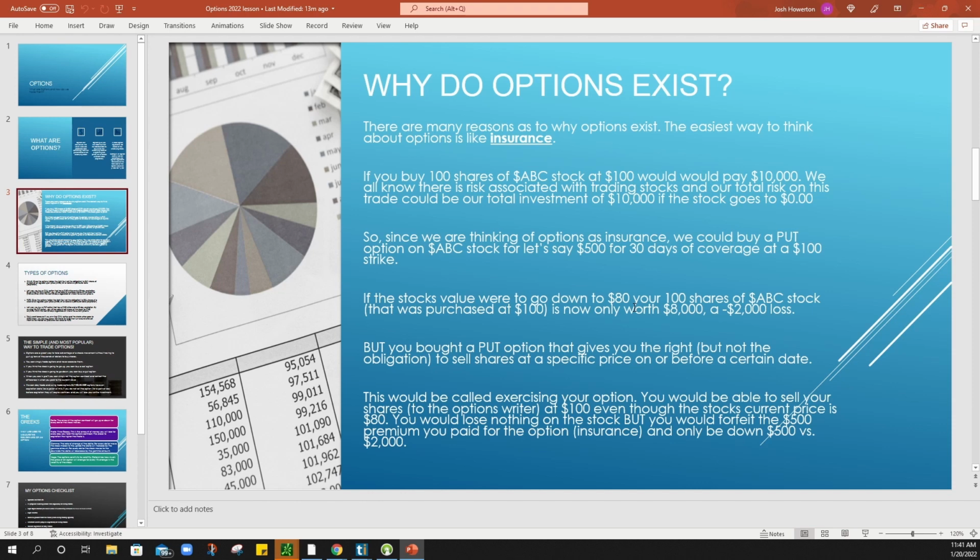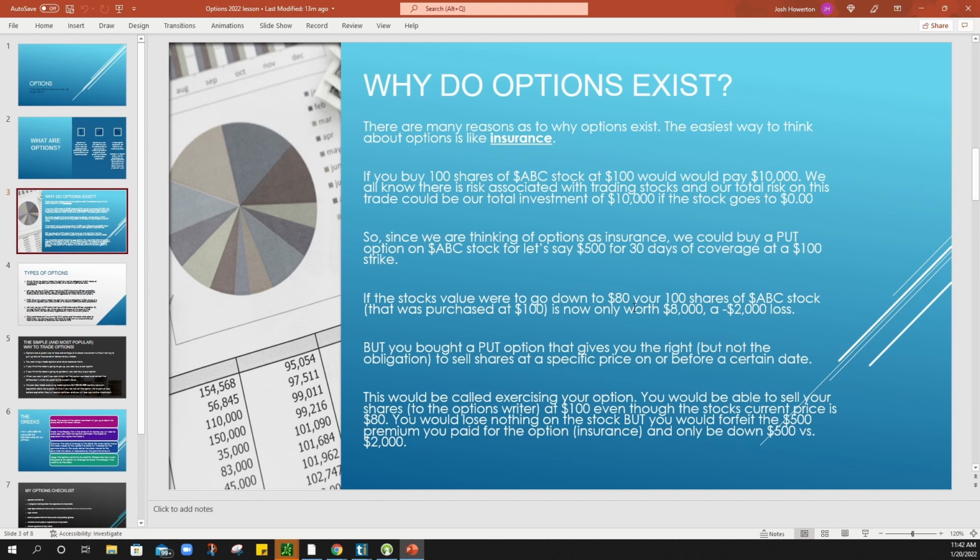You would be able to sell your shares to the options writer, whoever wrote that options contract, at $100, even though the stock's current price is $80. They wrote that insurance premium. They didn't think Tesla was going to go low, right? So they said, you know what? I'm going to write this insurance premium because I don't think it's going to go below $100. So they wrote it. You bought it from them for $500 and you have that 30 days of coverage.